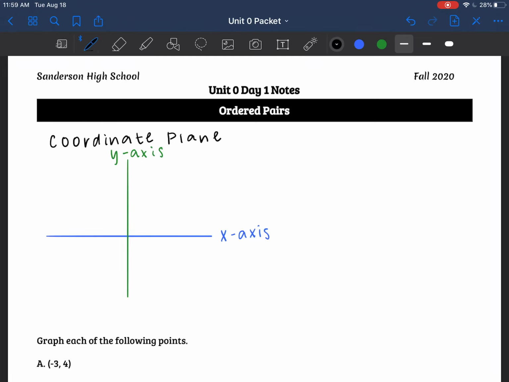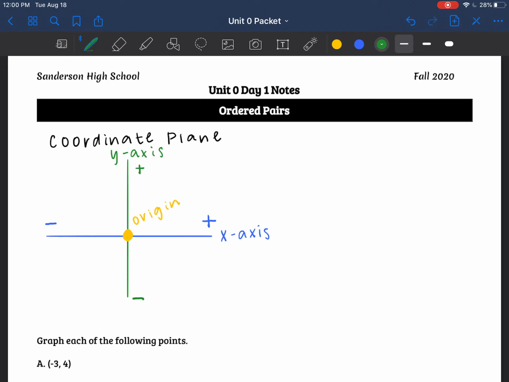When we graph, we always start in the middle. So we start where they intersect right here, and that point is called the origin. When we move away from the origin, we're moving in either the positive or the negative direction. If we move to the right on the x-axis, that is positive movement. If we move to the left, we're going in the negative direction. On the y-axis, if we move up, we're going in the positive direction. If we move down from the origin, we're going in the negative direction.